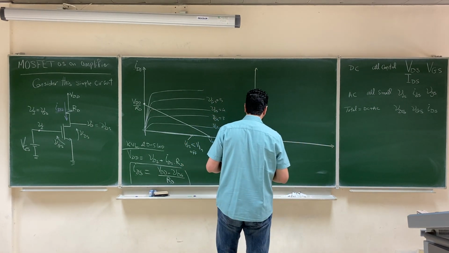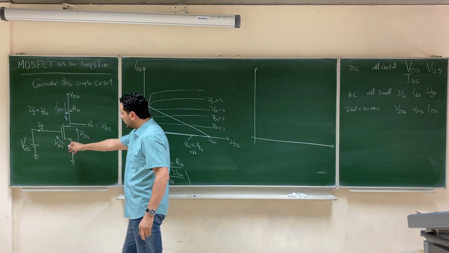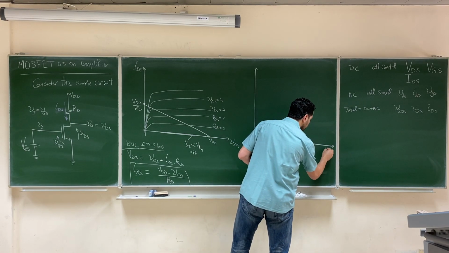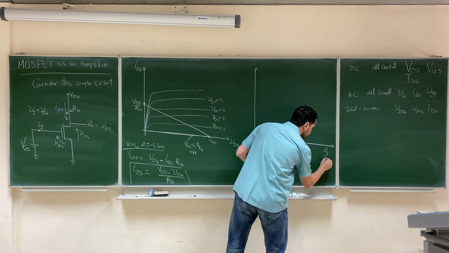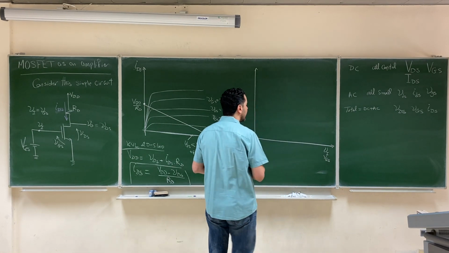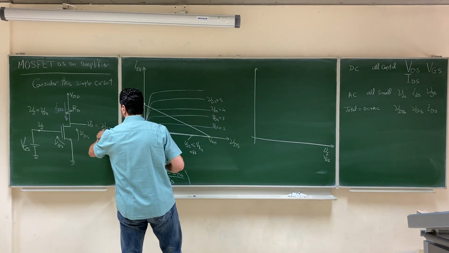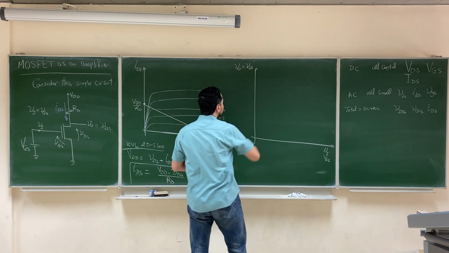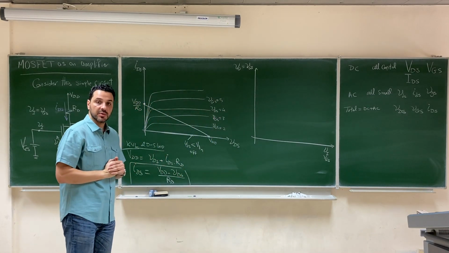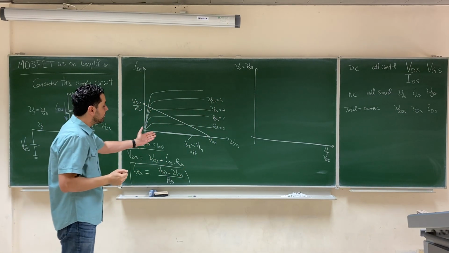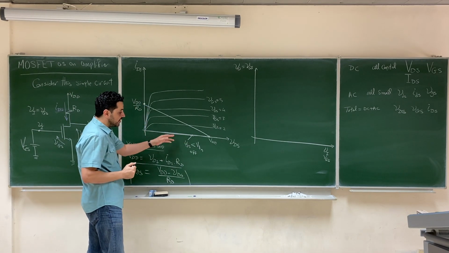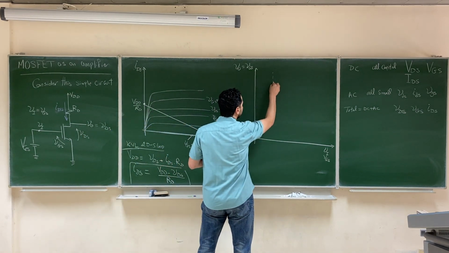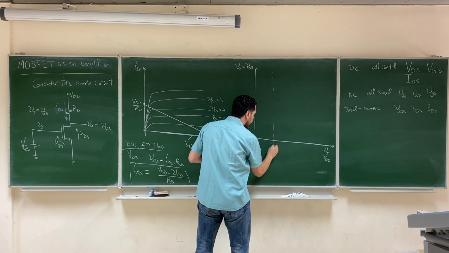The input of the transistor is the same as VGS, right? And the output of the transistor here is the same as VDS. Let's try to plot this relation between the input and the output. First, when VGS is lower than V threshold, what happens? So let's take V input, or VGS, smaller than V threshold.